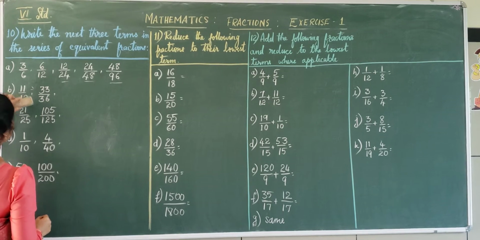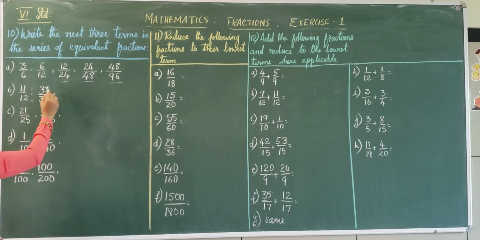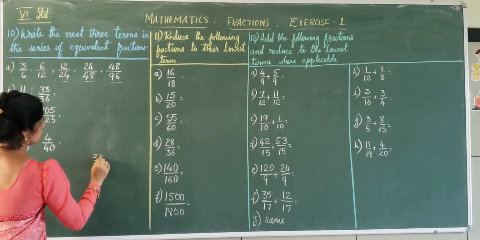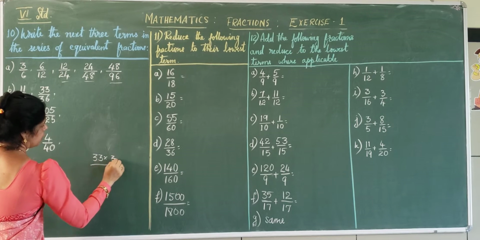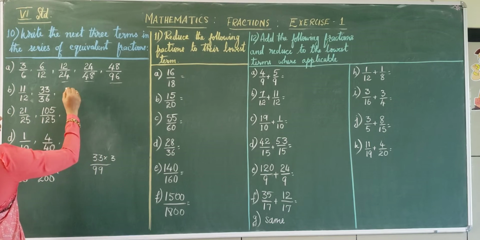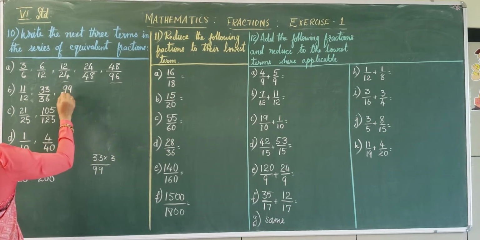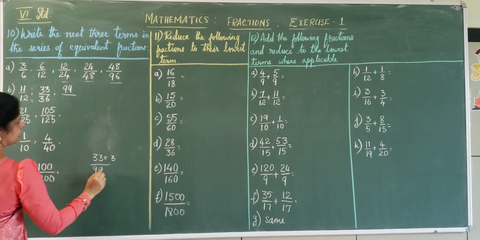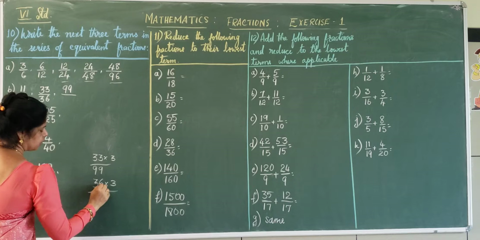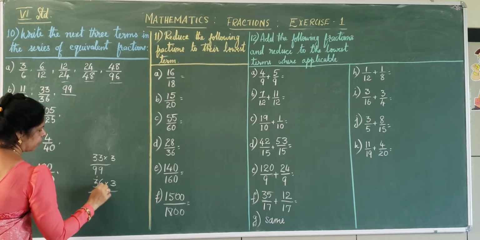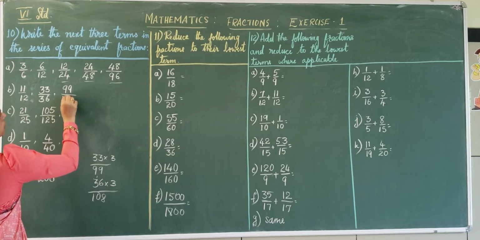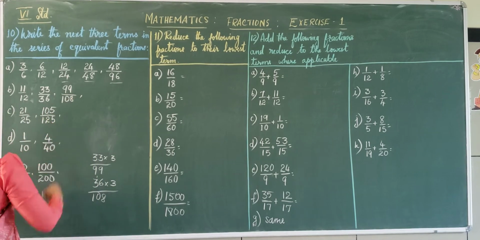Now let us see, 33 into 3. 3 3s are 9. Again 3 3s are 9. Okay, so here it is 99. Down, 36 into 3. 3 6s are 18. Carry 1. 3 3s are 9 and 1 is 10. So it is 108.